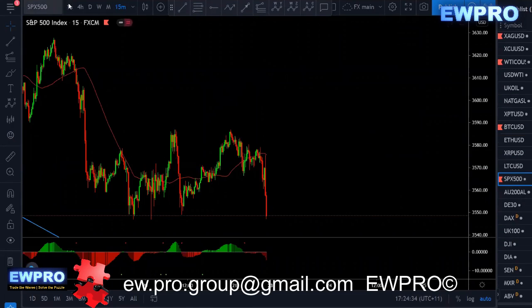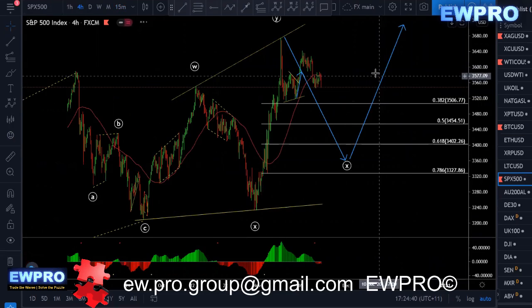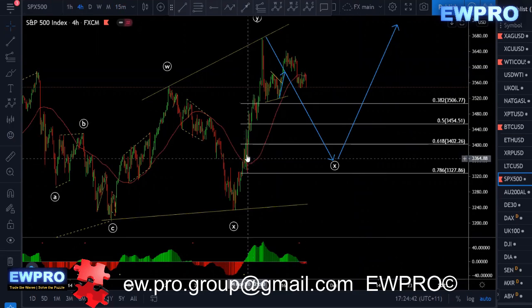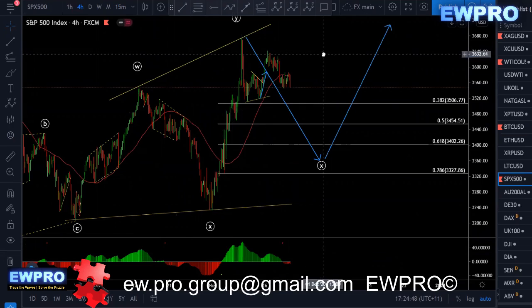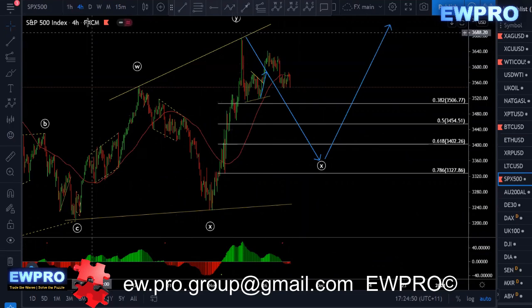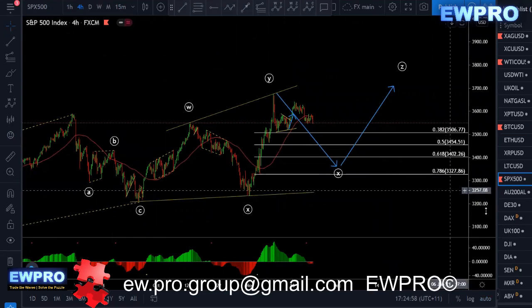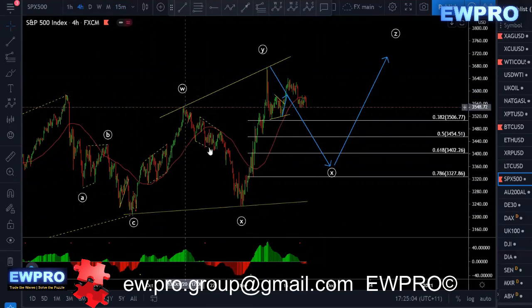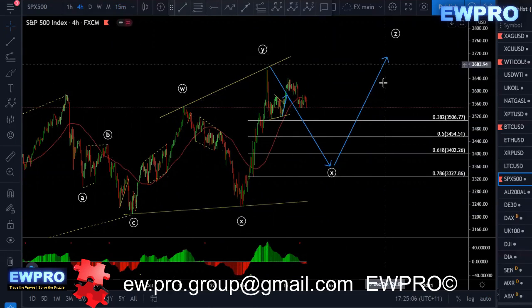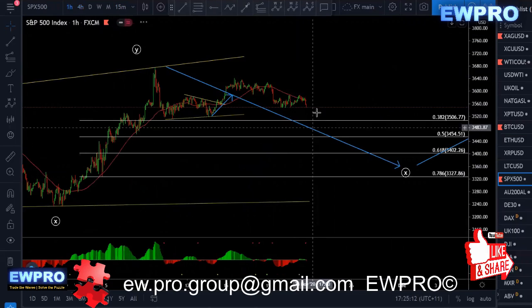SBX on H4. So we're looking for downside. There's no divergence, no bearish divergence, but we're looking for this wave X, like I explained last week. It could be some sort of a leading diagonal here. So we get W, X, Y, X, Z. So we're looking for more downside.